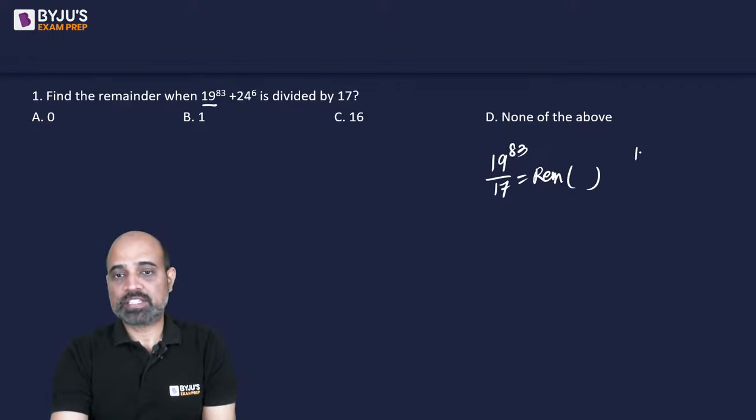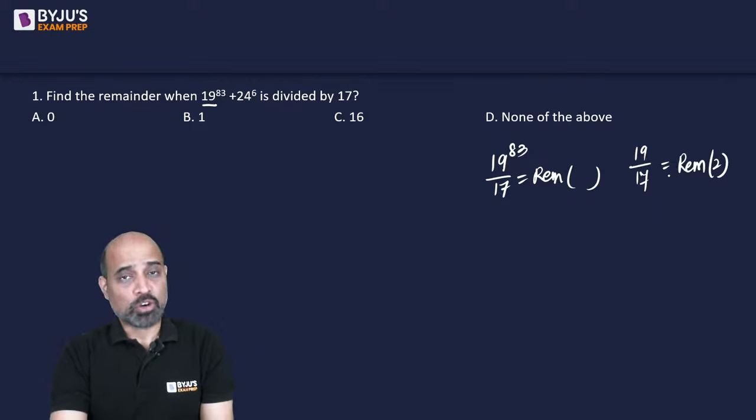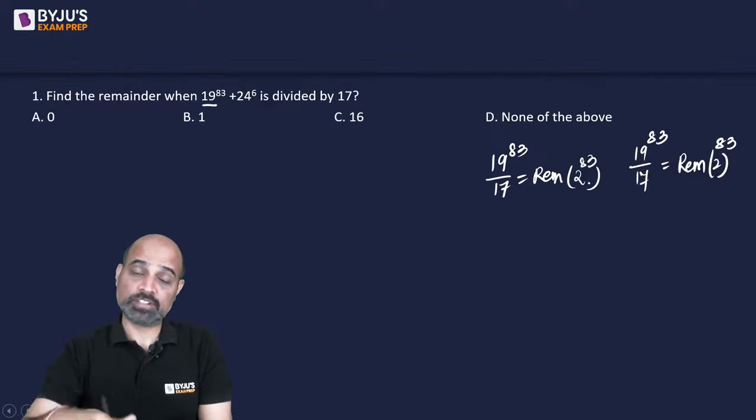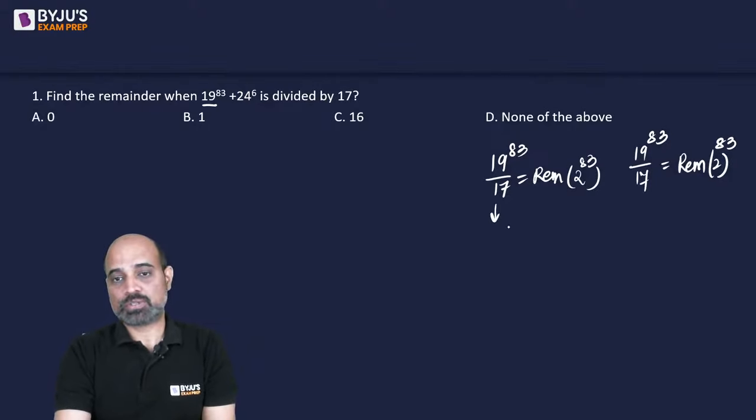So we will start with the basic, only a single power of 19, that is 19 to the power 1. When divided by 17, what will be the remainder? We'll get the remainder as 2. Now, I hope you are aware that whatever power we give in the dividend, we are supposed to give the same power in the remainder. So the answer is going to be 2 to the power 83. Now, 2 to the power 83 is again a huge value, and this is definitely more than 17, so we need to further divide it. So the question now changes to: 2 to the power 83 when divided by 17, what is the remainder?